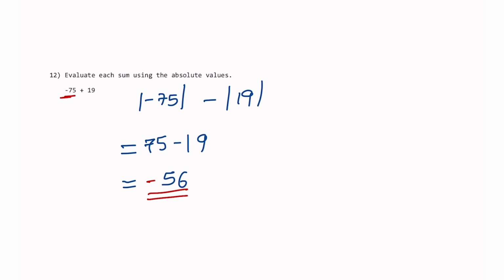So 12 questions are already done. It's going very fast, right? It's pretty simple. Now here it says evaluate each sum. Now we have few more questions of the same type. So let's go step by step. This is something that you could do mentally also, okay? So let's say we go this way first.